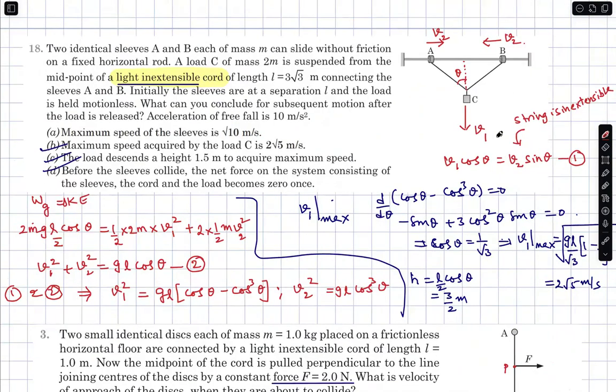Now go through this question again. 18th question. Two identical sleeves A and B, each of mass M, can slide without friction. Without friction means half of the problem is done.